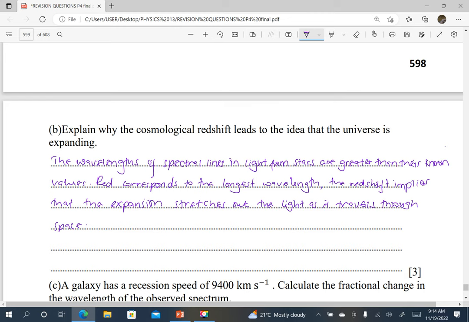Thus galaxies are moving apart. The redshift implies that the expansion stretches out light as it travels through space.